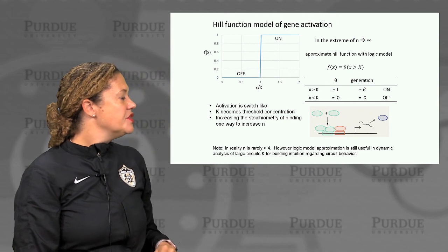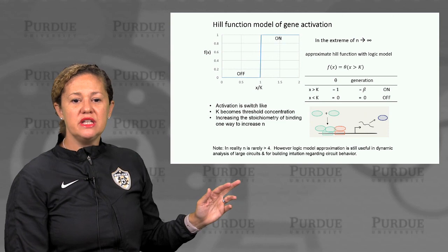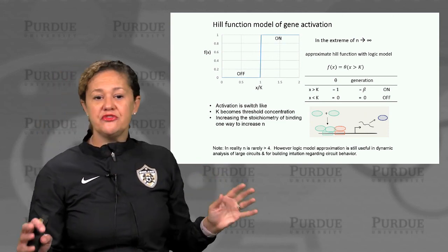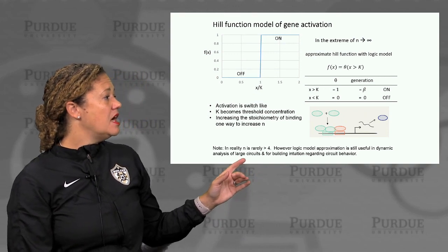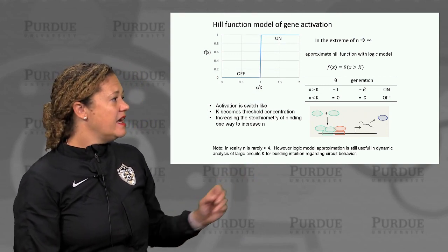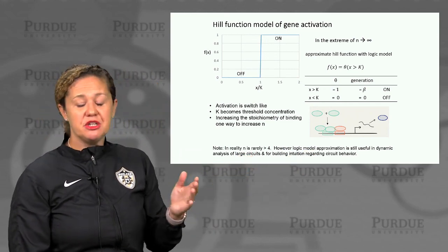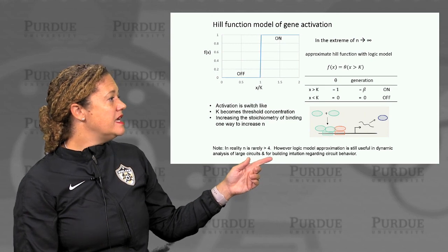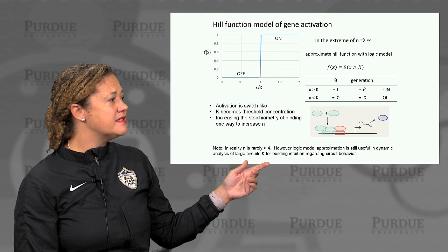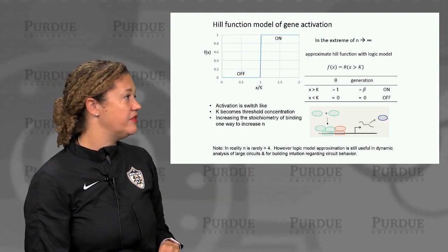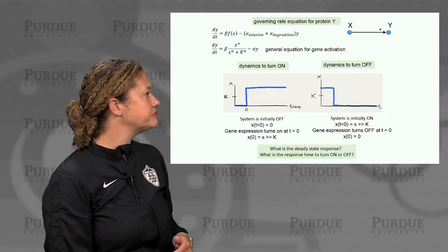or off. So as I said, note down here, in reality, N is very rarely greater than 4. 1 to 4, sometimes 5 is a very reasonable range, but very rarely greater than that. However, this logic model approximation is still useful, particularly when N is large, in dynamic analysis of large circuits, and also for building some intuition regarding circuit behavior, which we'll get to in following lectures after today.